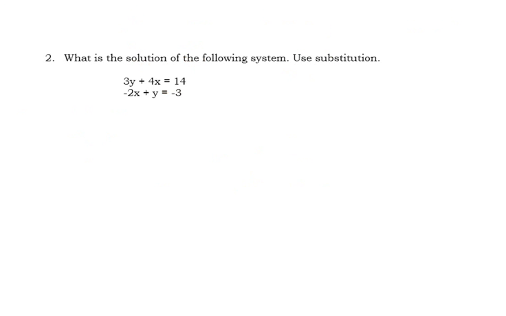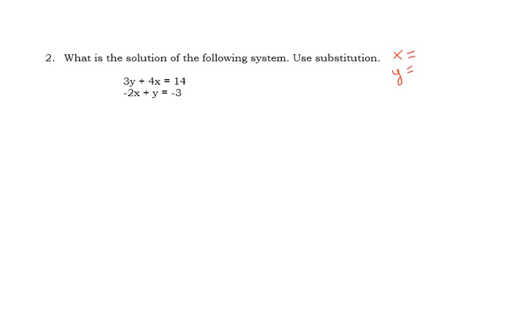Let's take a look at the second example. What's the solution of the following system? And again, we have to use substitution. Remember, step 1 says we want to make one of the equations say either x equals or y equals. Right now, neither one of those equations says x equals or y equals. So what I'm going to do is look for the easiest equation to solve for one of the variables.